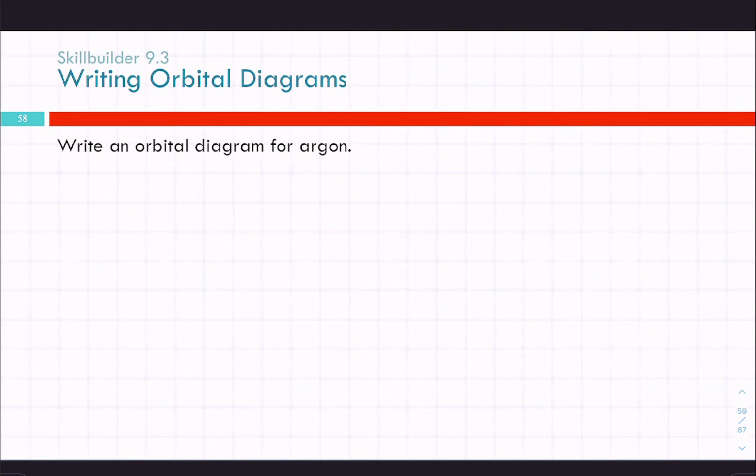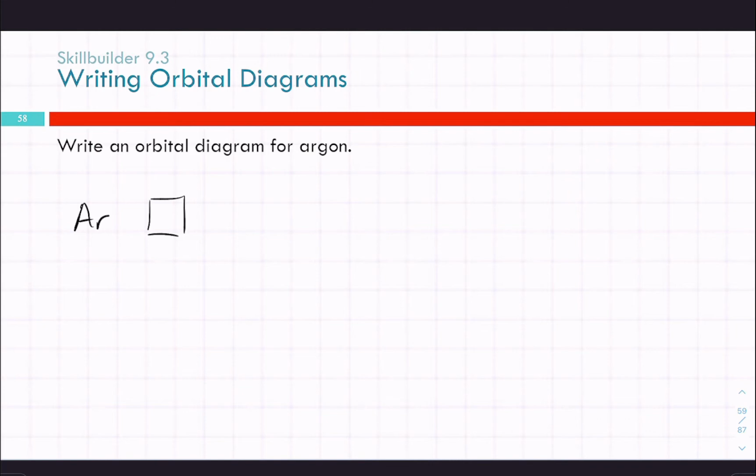We did neon. Okay, so if we write an orbital diagram for argon, we could actually abbreviate our orbital diagram. We're not going to. So remember, orbital diagrams are just another representation of the electron configuration. So instead of just saying how many electrons are in each suborbital, we're showing how they're arranged in those orbitals.